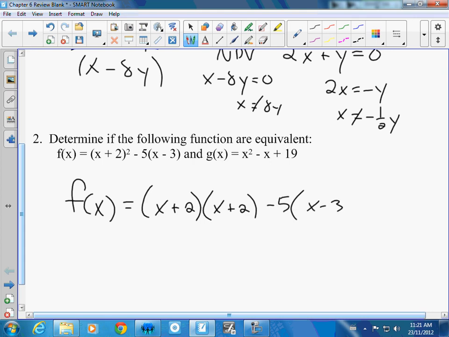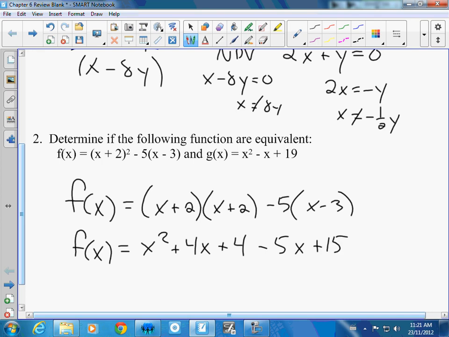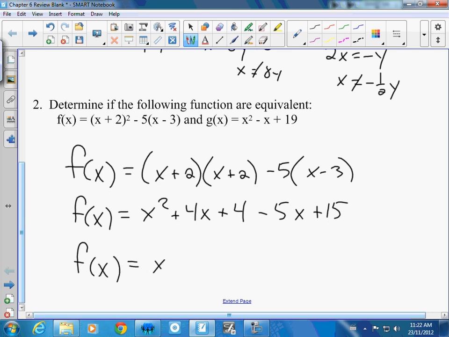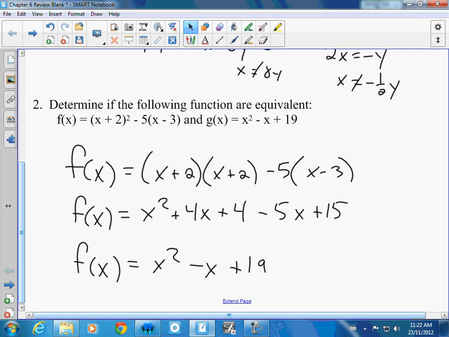Minus 5x minus 3. Okay, so let's do this. So f of x equals, we'll do this one, x squared plus 4x plus 4 minus 5x plus 15. Now what do you do? Combine everything. Collect like terms, right? CLT. f of x equals x squared minus x plus 19. Is it the same? Are they equivalent? Yeah, you just proved that.